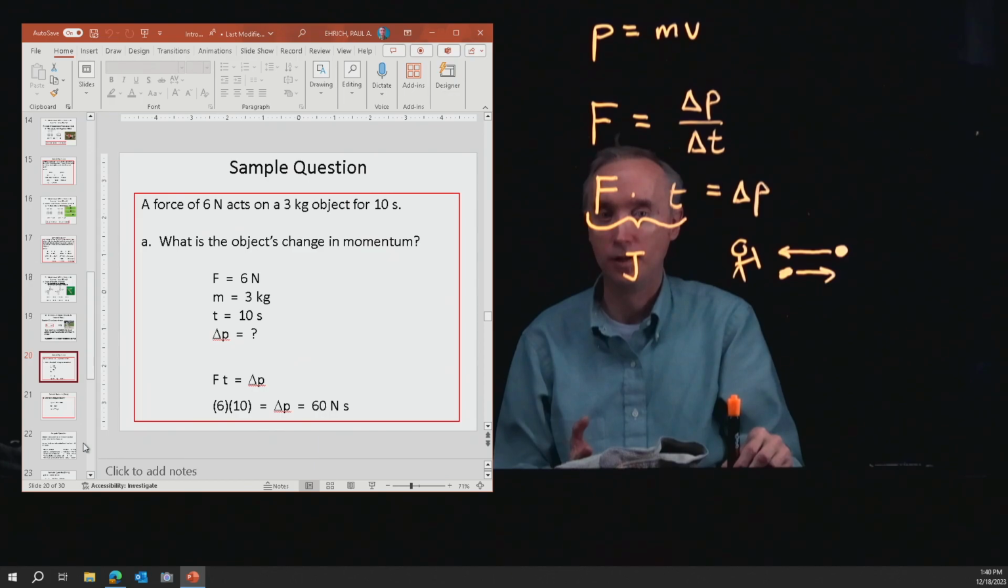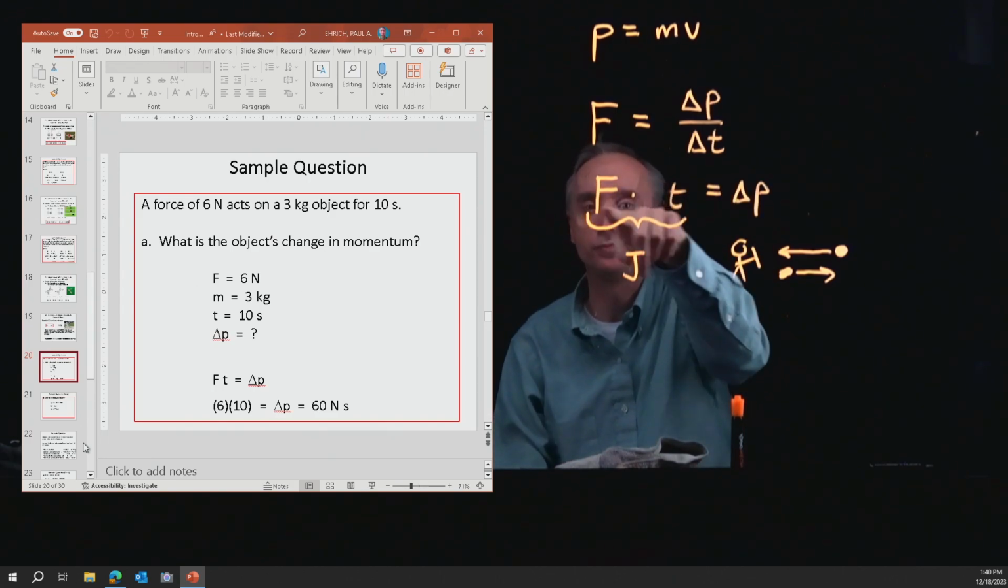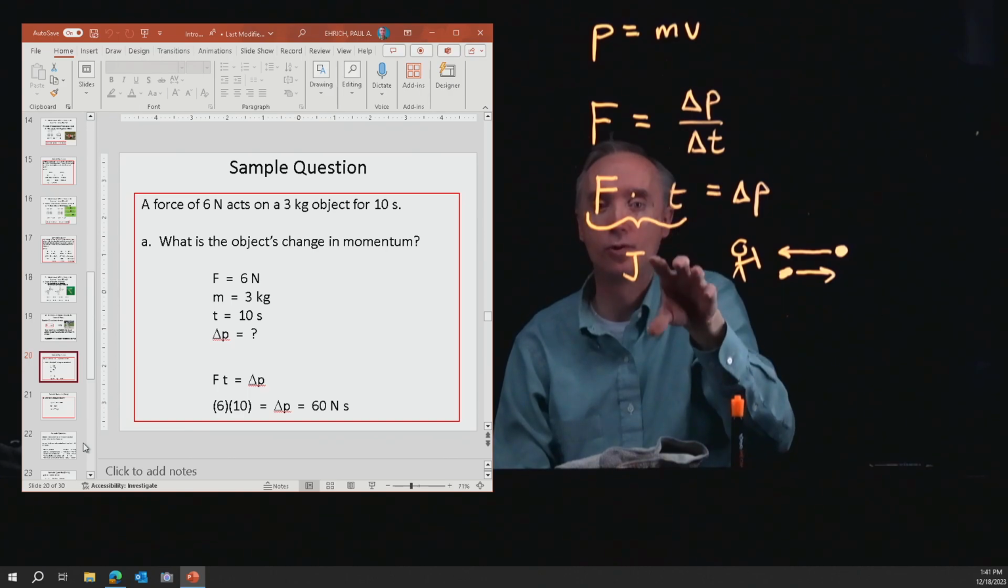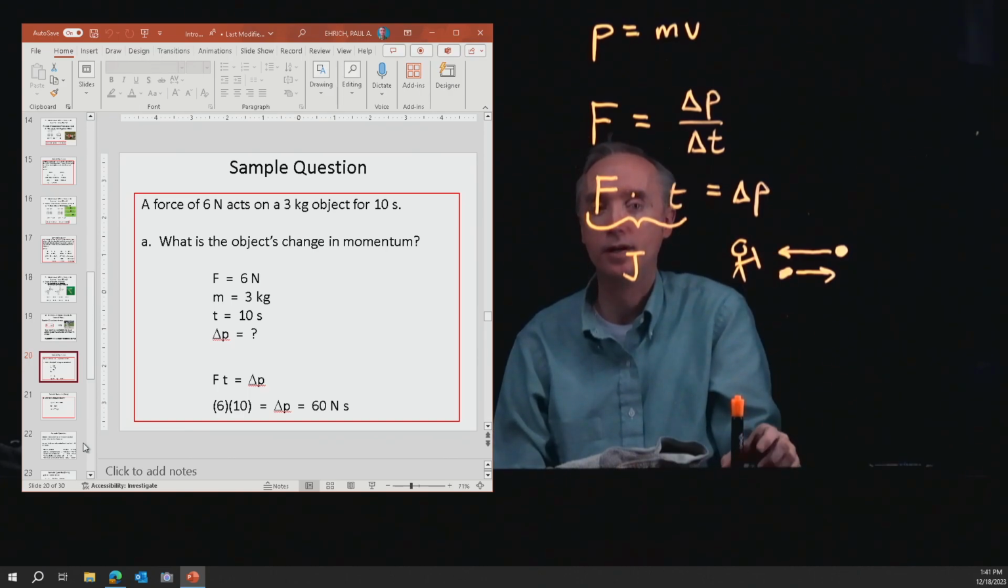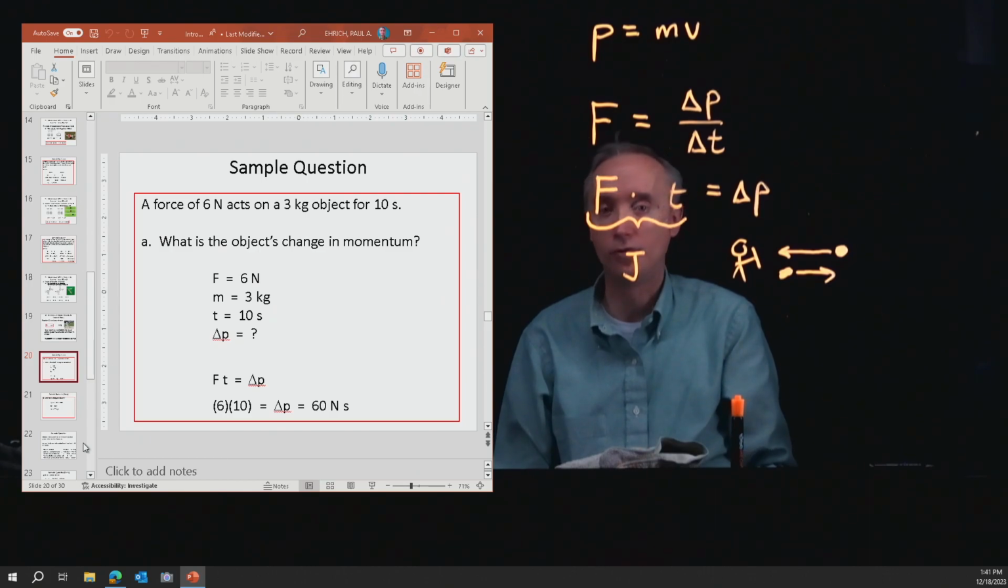And we want to know what's the change in momentum. Momentum is P. Now notice we don't want to know what the momentum is. We want to know what the change in momentum is. So delta P. All right, now what's the formula that connects all of these letters together? It's going to be this one here. We're going to say force multiplied by time equals the change in momentum. The force is 6. The time is 10. So 6 times 10 is 60. So the change in momentum is going to be 60 Newton seconds.